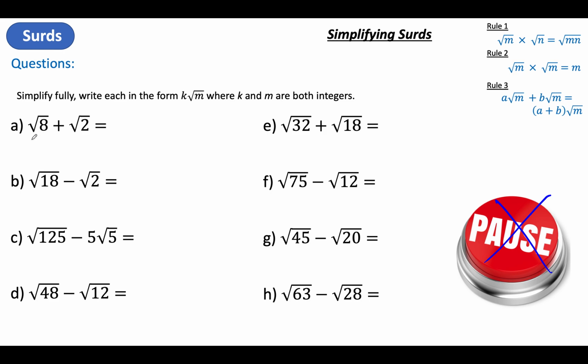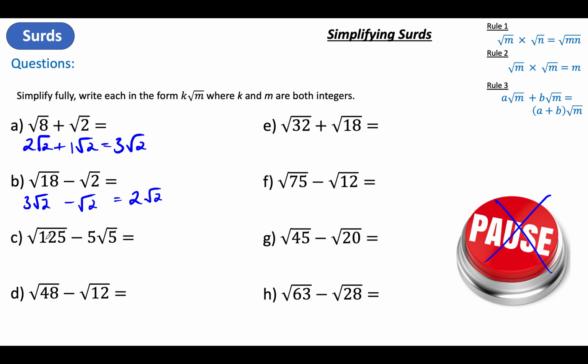Right, root 8 we know is the same as 2 root 2. And I'm going to add that to root 2, which makes a total of, because that's 1 lot of root 2 there, 3 root 2. Right, root 18. Now they're giving us a bit of a clue actually with these first two questions. I'm looking for something root 2. Now root 18 simplifies to 3 root 2. And I'm going to take away from that 1 lot of root 2, which leaves 2 lots of root 2.